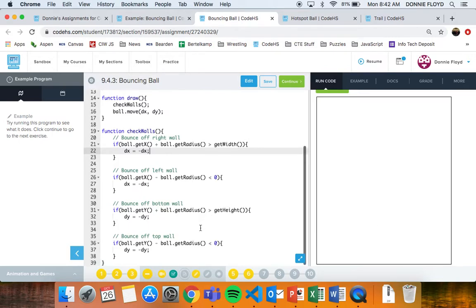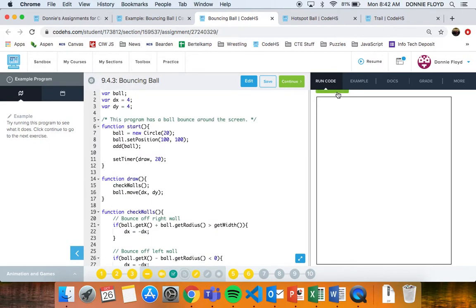And it's the same thing with the bottom and top wall, except we're using getY here, checking getHeight and 0, and we're changing the dy. So for both of these, you're just changing it to a negative, because 2 negatives equals a positive, so that kind of just is changing it around.